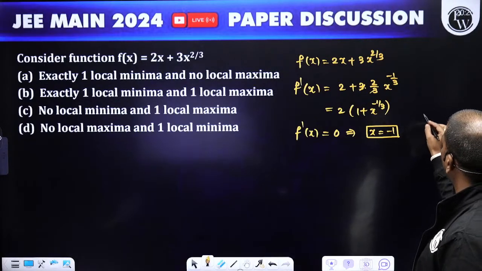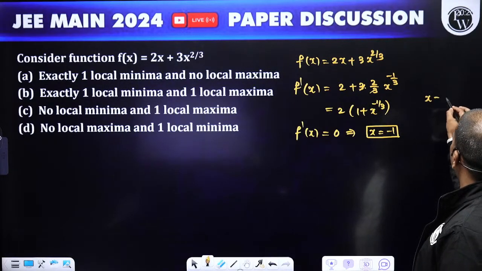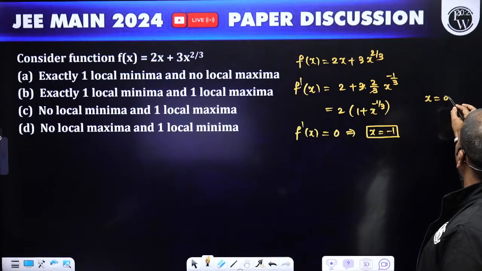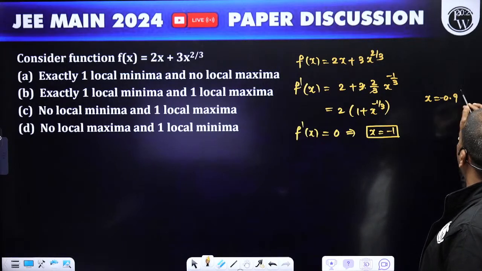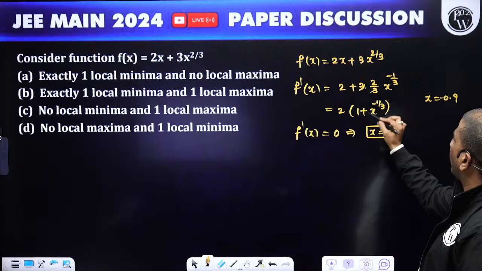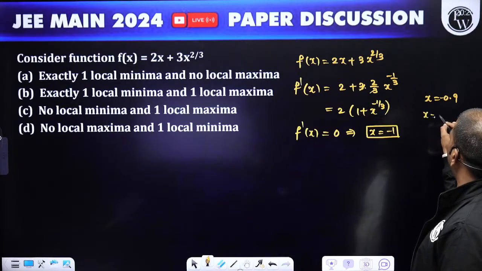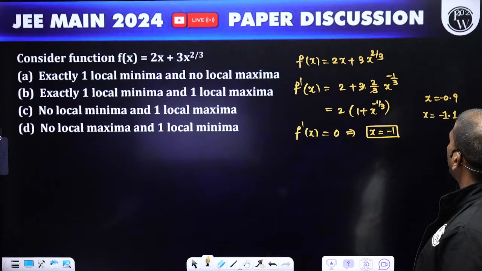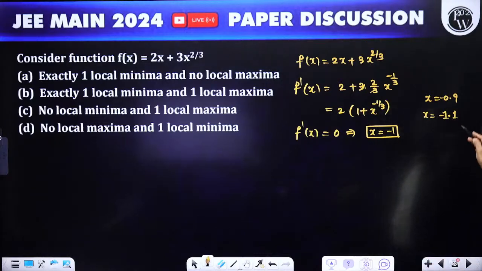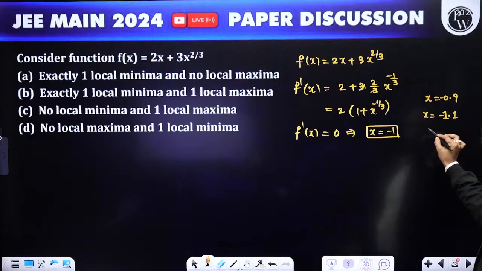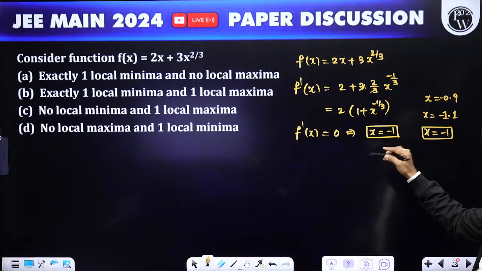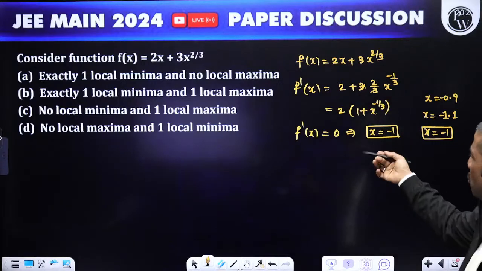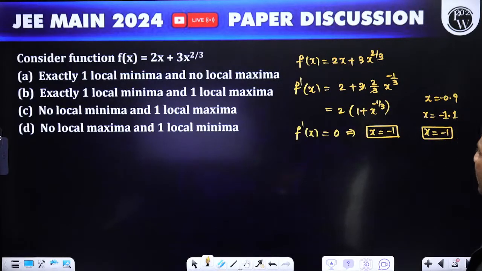Suppose x is equal to minus 1, so 0.9, minus 0.9. Then what do you get here? x is equal to minus 1.1, right? So 0.9 when we take it, when x is equal to minus 1, this is 0. Using the first derivative test, you decide. Don't go for the second derivative test.